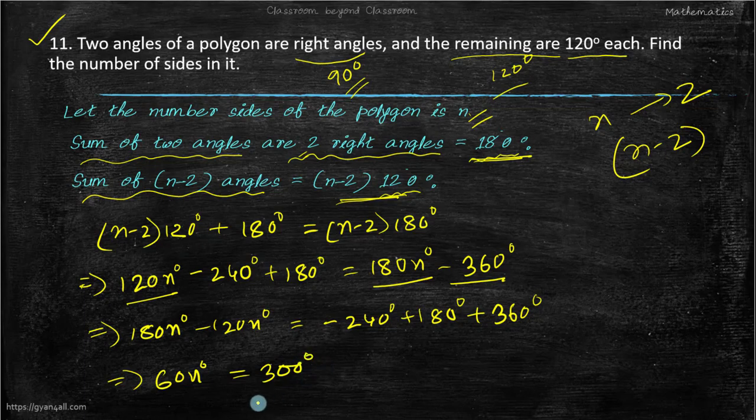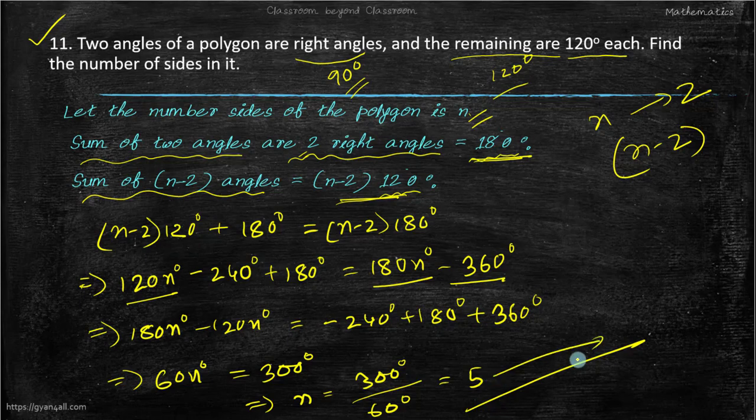300 degrees. So from this we can write n is equal to 300 degrees divided by 60 degrees, which is equal to 5. So the number of sides of this polygon is 5. So this is a pentagon.